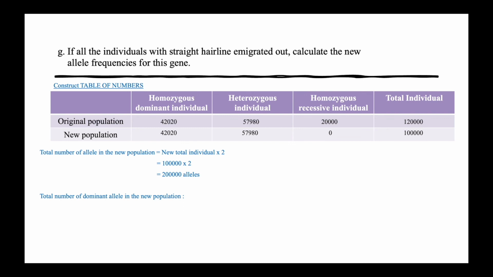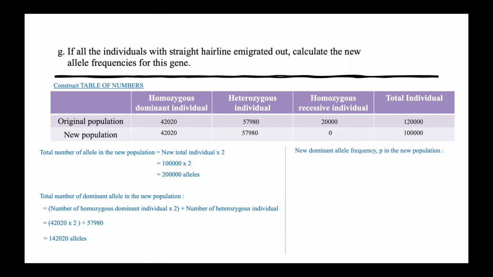To find the total number of dominant alleles in the population, we look at homozygous dominant individuals and heterozygous individuals. Since homozygous dominant individuals carry 2 copies of the dominant allele, the value needs to be multiplied by 2. In this case, 42,020 times 2 plus 57,980, giving us the value of 142,020 alleles. From here, we can find the new dominant allele frequency, p, for the new population, simply by dividing the total number of dominant alleles in the new population by the total number of alleles in the new population, in this case 142,020 divided by 200,000, giving us the final value of 0.7101.